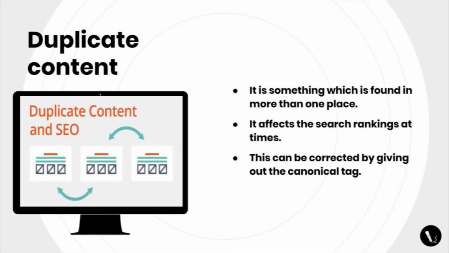Duplicate content. As per Moz, duplicate content is something which is present in the internet in more than one place. It does not lead to penalty but does impact the search ranking at times. The duplicate content can be corrected by giving the redirect code to the particular page or the canonical tag.